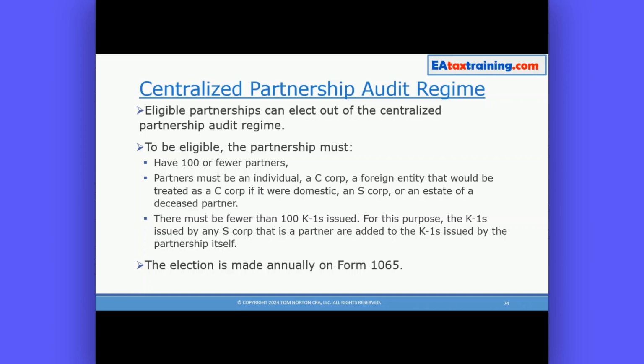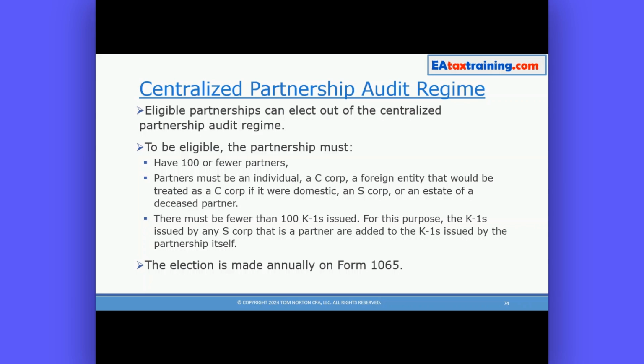So let's say the partnership itself is sending out 80 K1s because there's 80 partners, but then they've got this S Corp that's sending out 50 K1s. Well, that's 130. So you cannot elect out of the centralized partnership audit regime. Or let's say it's not one S Corp that's sending out 50 K1s, but there's 20 S Corps that are all partners, and in total, those 20 S Corps send out 50 K1s. Same thing. You still have more than 100 total K1s being issued, so you cannot elect out.